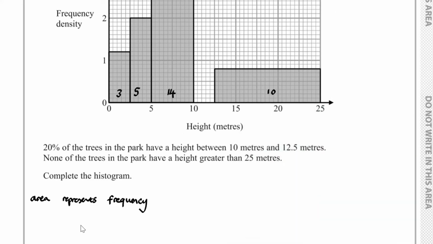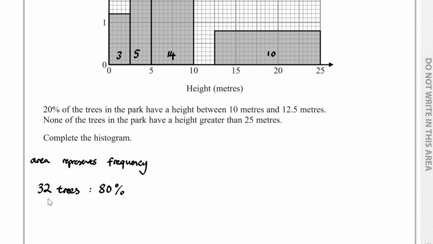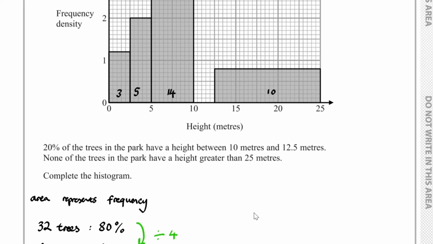Okay, so how is this useful? We've got 32 trees over here, and this is represented by 80%. The reason I know that is 20% have a height between 10 and 12.5, so the remaining 80% corresponds to 32 trees. And we want to find out how many trees is represented by 20%. So to work this out, we would have to divide by 4. 32 divided by 4, that's 8. So we have 8 trees, which is represented by 20%.